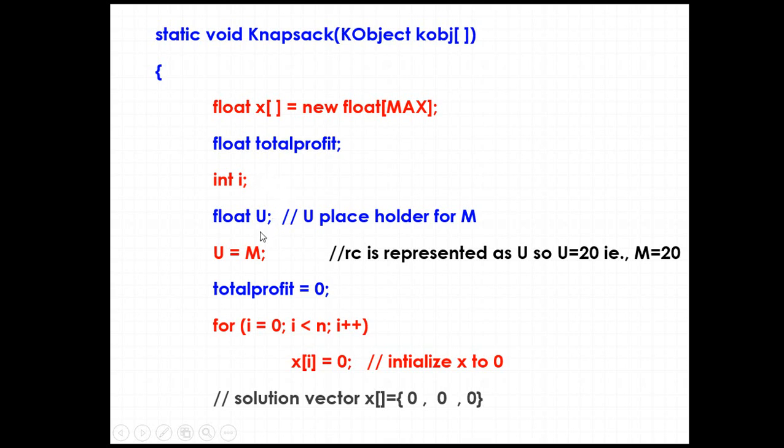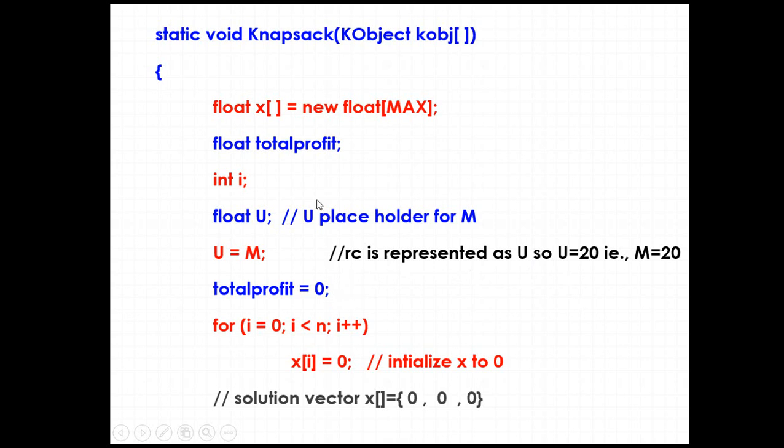Next, U is nothing but your RC. RC is remaining count, right? RC is represented as U in this program. If you want, you can change the name, right? As I said, while solving the problem, RC initially will be assigned the value of M. That is what is going to be indicated here. The value of M, knapsack capacity 20, is assigned to U. U is nothing but RC in your problem.